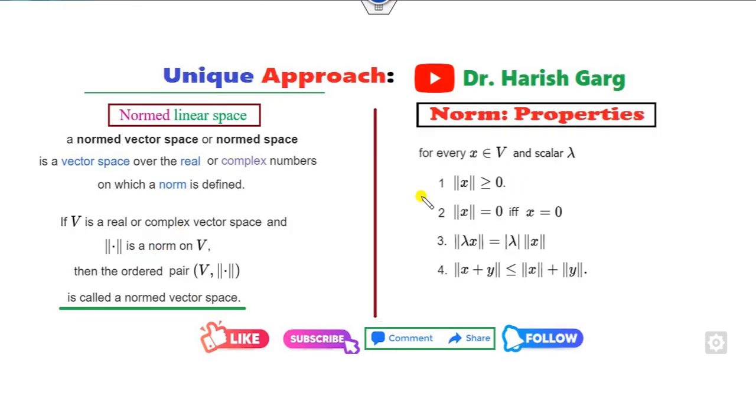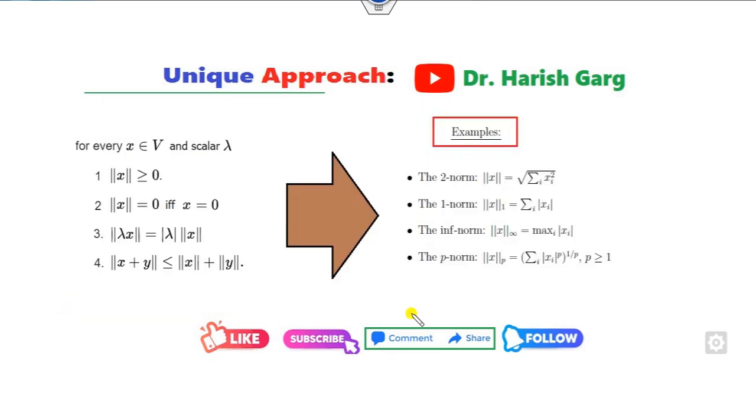You all know these are the four basic properties of the norm. For example, this is the 2 norm, which we also call L2. This is my 1 norm, called L1. This is my infinity norm, denoted like this, and this is my Lp norm. You must remember these formulas whenever you are approaching functional analysis.